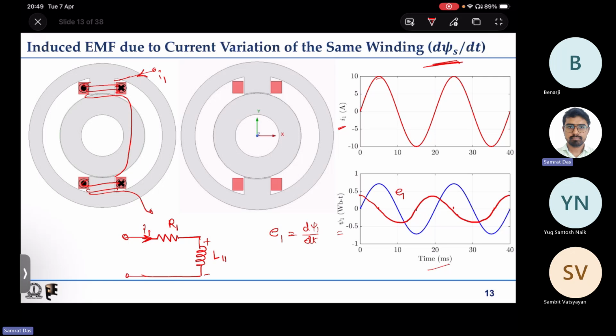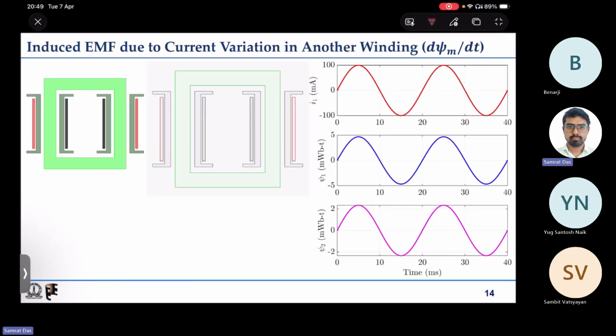Any question here? Okay, then let me go to the next one. That is, here we have two coils.